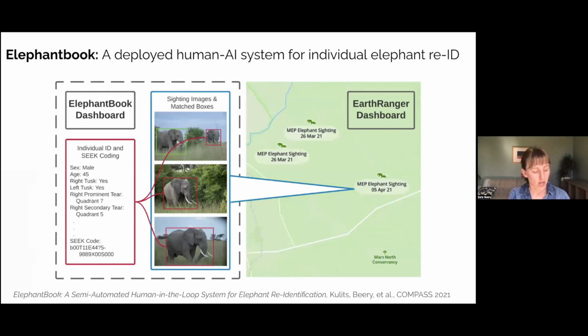And it took about a month or two of deployment before we started to get enough data to be able to start training and evaluating computer vision methods on this system.